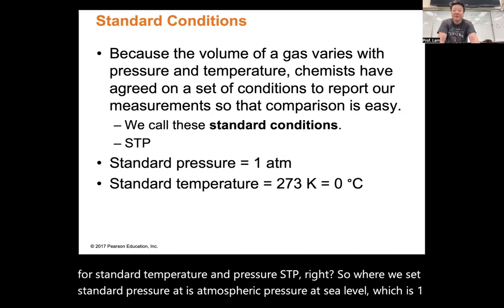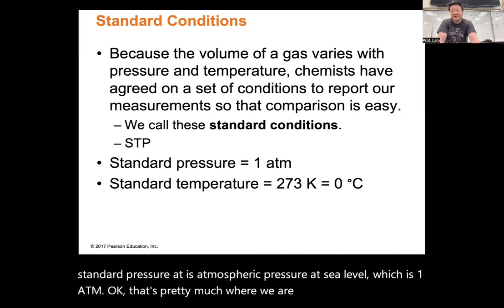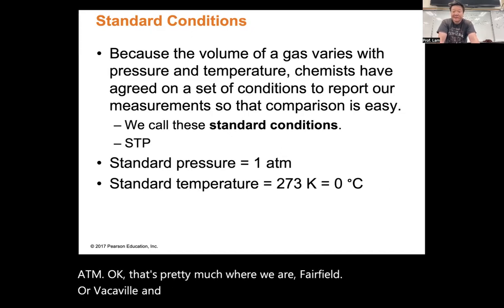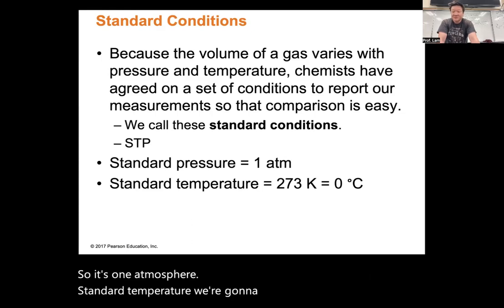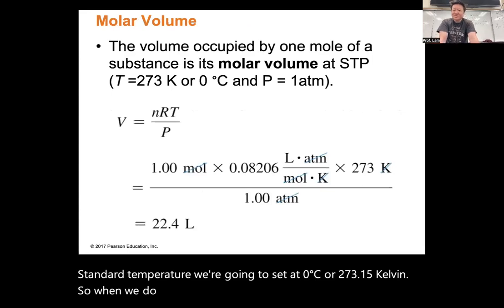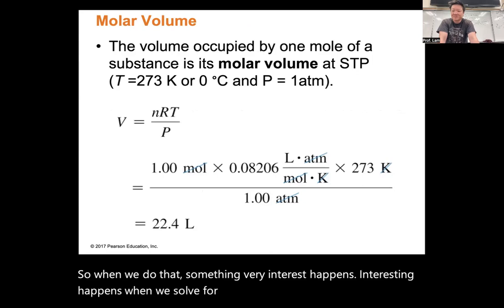Okay, that's pretty much where we are. Vacaville and Fairfield are pretty much at sea level, right? So it's 1 atmosphere. Standard temperature, we're going to set at 0 degrees Celsius or 273.15 Kelvin. Right? So when we do that, something very interesting happens when we solve for a volume at standard temperature and pressure. So how do we do that?